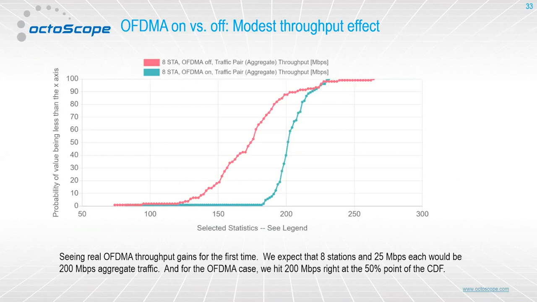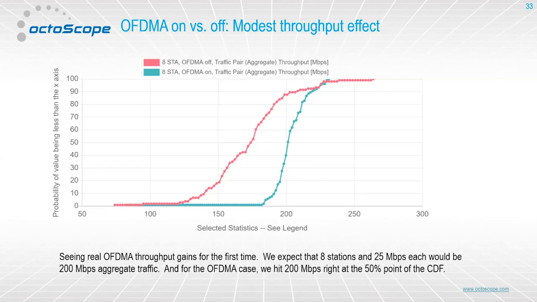For example, here is a test that we ran with 8 stations. This is uplink UDP traffic with, I think, 166 byte packets. You can see the red curve here is OFDMA off, and the blue one is OFDMA on. And what we're showing here is the CDF of the throughput graph. So just really quickly, the axis on the bottom is throughput. So you can see up on top in the legend, this is throughput in megabits per second.